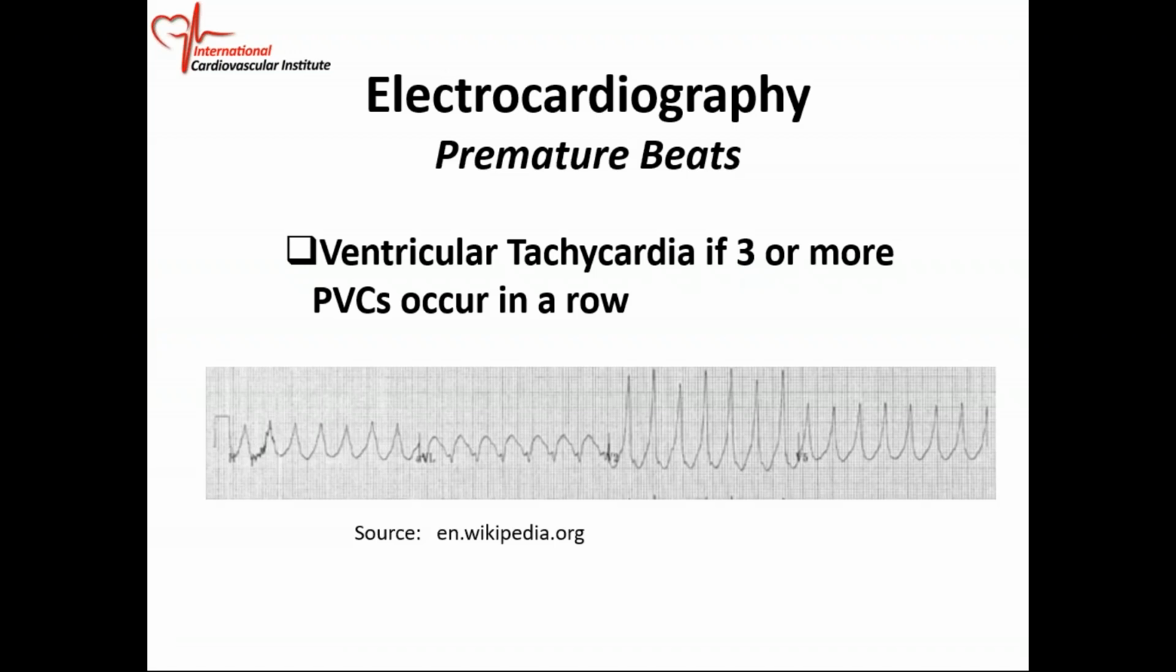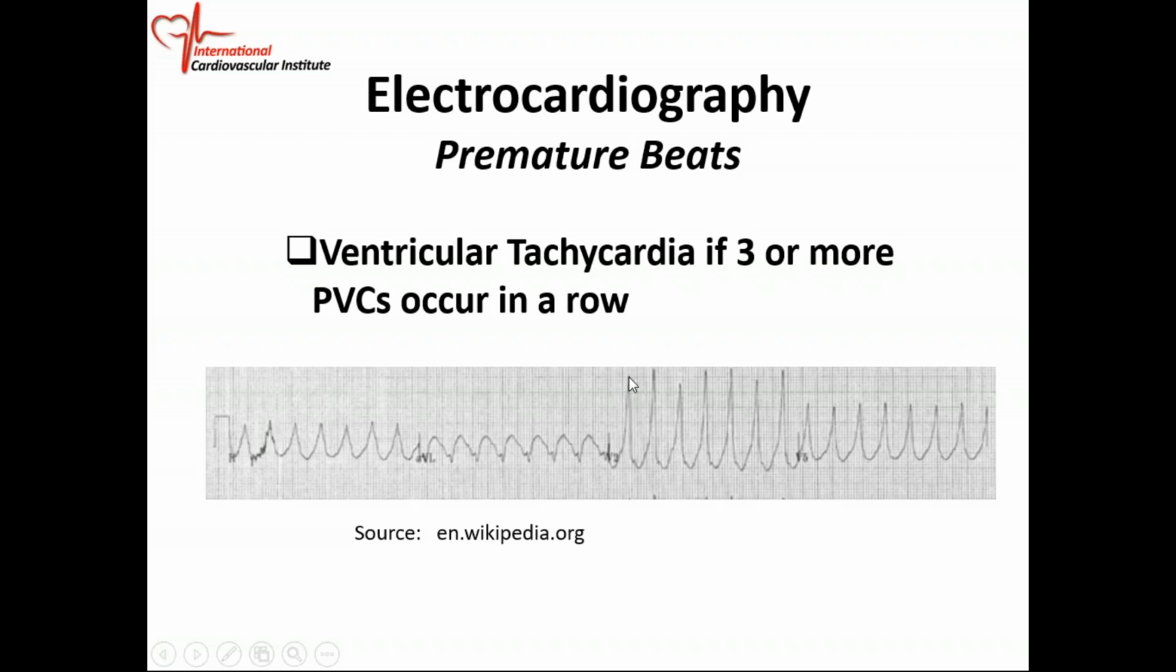Bradycardia is a rate less than 60, tachycardia is a rate greater than 100. The definition for ventricular tachycardia is if you have 3 or more PVCs in a row, and usually the rate is greater than 100. So this is a ventricular tachycardia. You can see the complex is broad, wide, and bizarre. So it's coming from the ventricle.